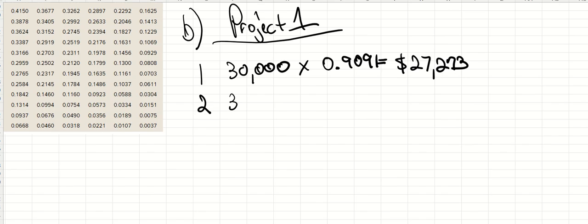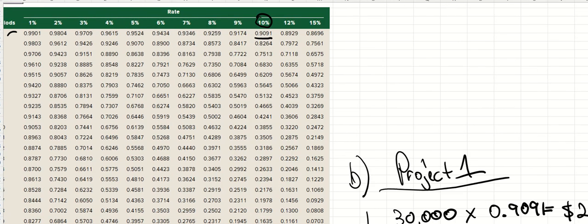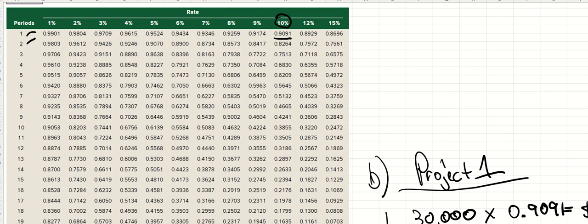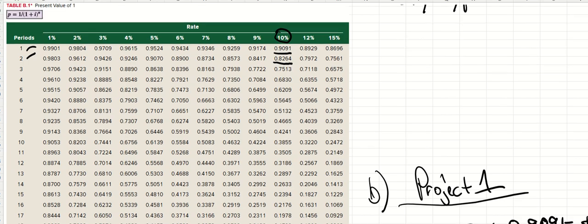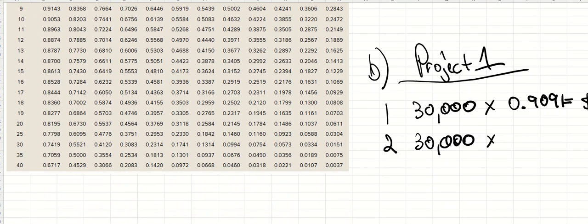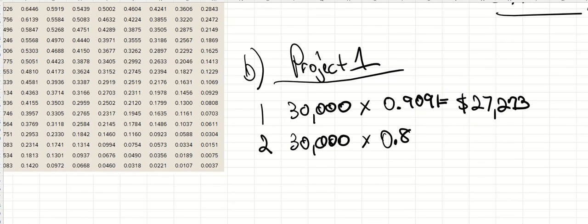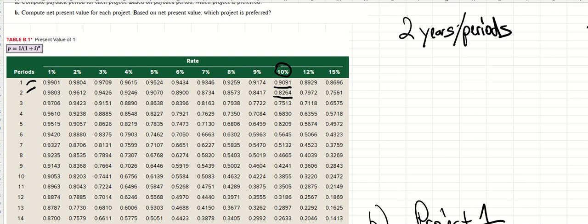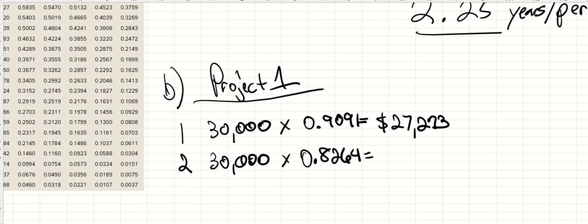Okay, year 2, we're going to take that $30,000 cash flow, and we're going to multiply it by period 2 under 10%, that 0.8264 factor. And just so you know, this is the present value of a dollar table that we're using. Should have said that earlier. Okay, so when you do need to calculate the net present value of a future investment, you will be using the present value of a dollar table. So 30,000 multiplied by 0.8264, that's going to give us 24,792.